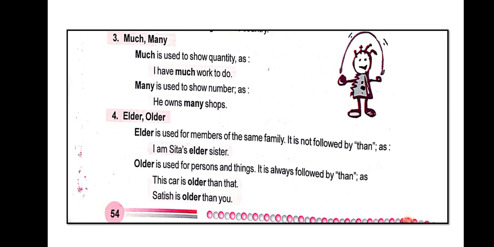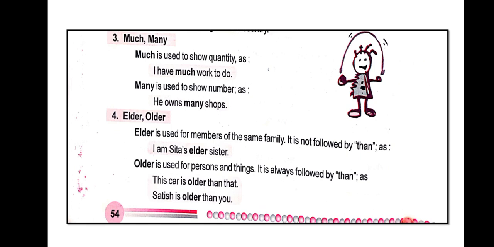Older is used for persons and things. Older we are using for persons and things, and it is always followed by than. So here we have an example, this car is older than that. Next one, Satish is older than you. So I hope you have understood this.